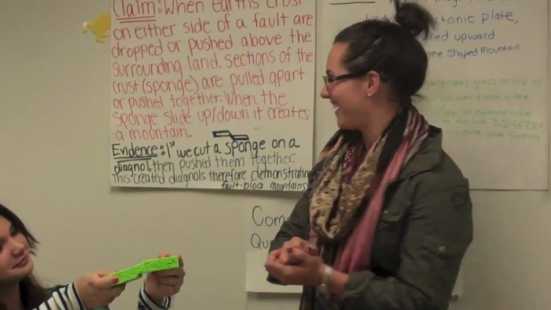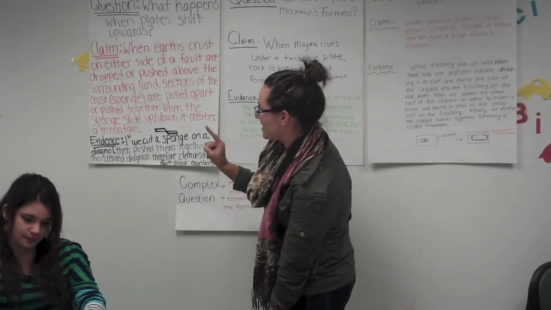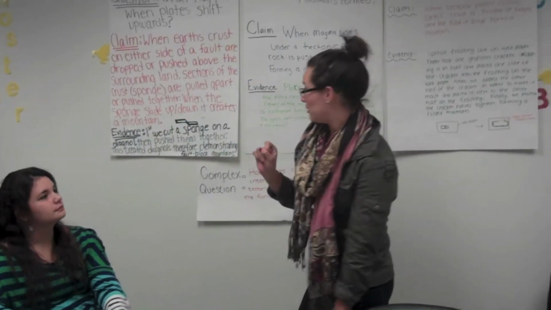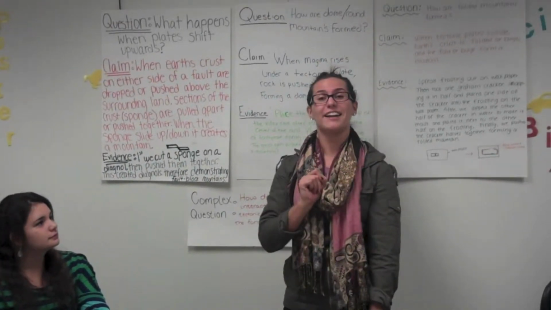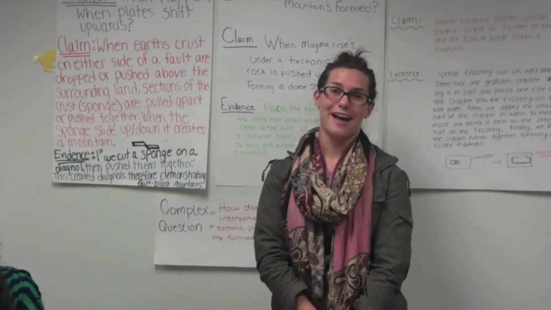Very interesting. So, from our evidence, first we cut a sponge on a diagonal. Then we pushed them together, and this created diagonals in the sponge, therefore demonstrating fault-block mountains.